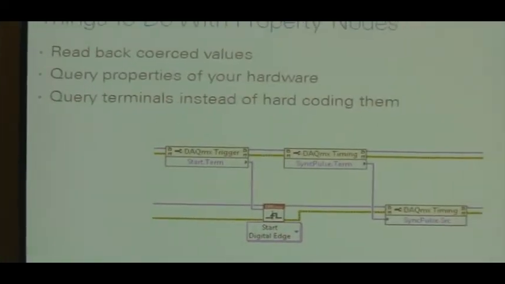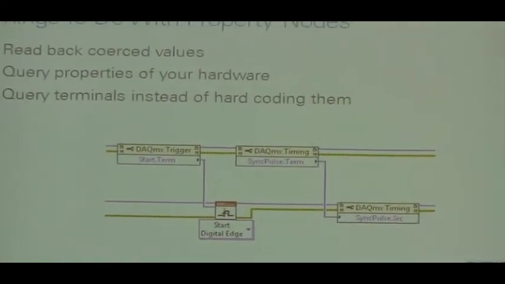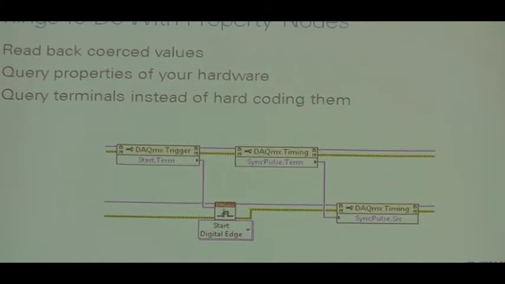So a couple things that we can do with property nodes. One of the things we do very frequently is read back coerced values from a property node. There are properties in DAQmx that, while you can set an arbitrary value, the hardware might only be capable of doing specific values. The most common example of this is sampling rate. I can set my DAQ device to an arbitrary sample rate, but that doesn't mean my device can actually support it.